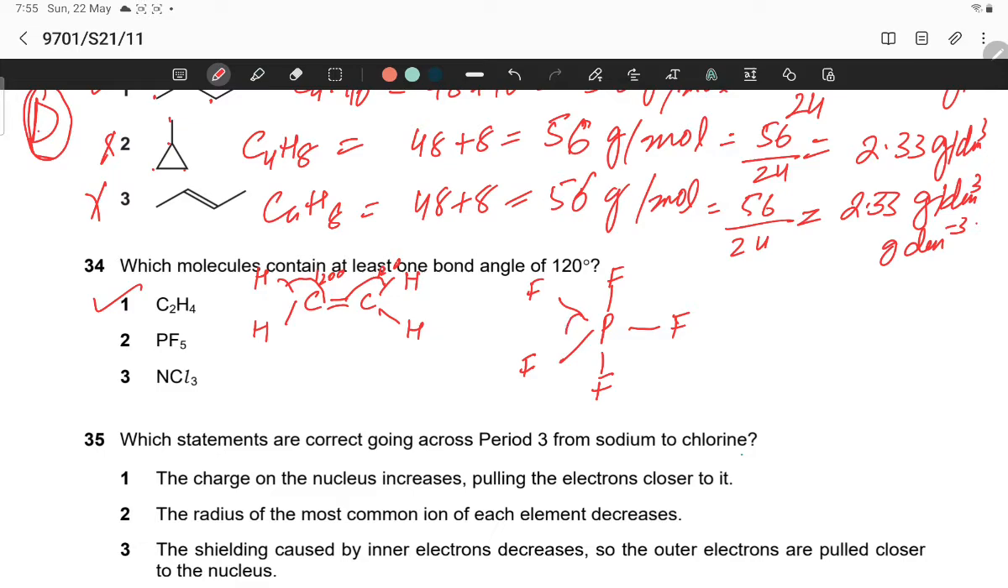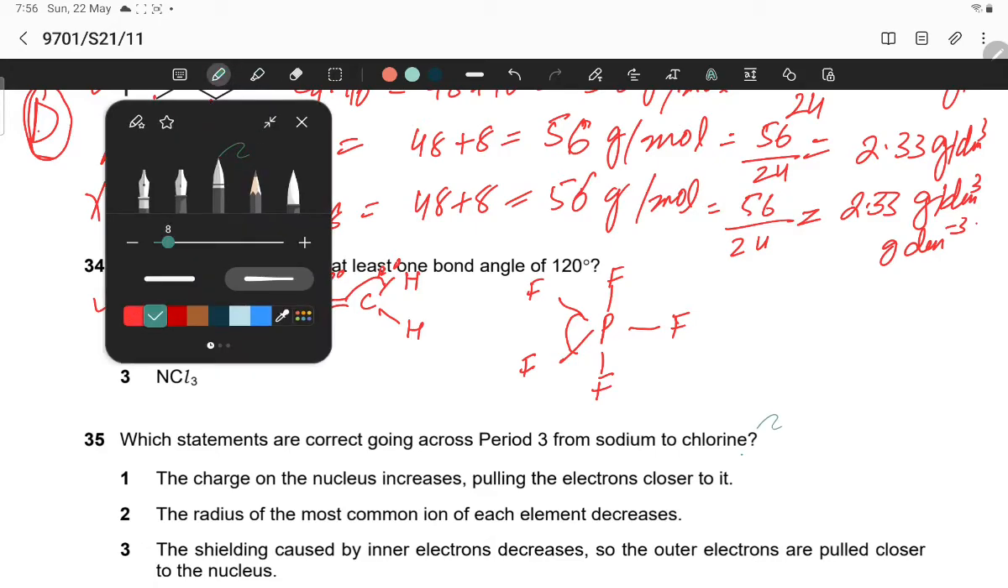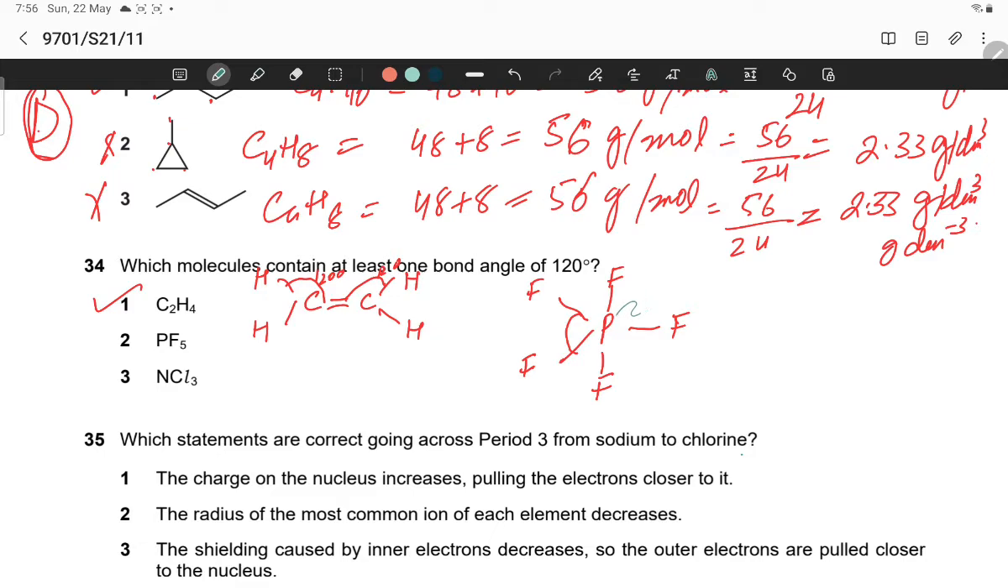This is 120. If we see this fluorine atom and P, two angles are there, 90, and this P, this angle is 120. So 120, this is also a correct option.